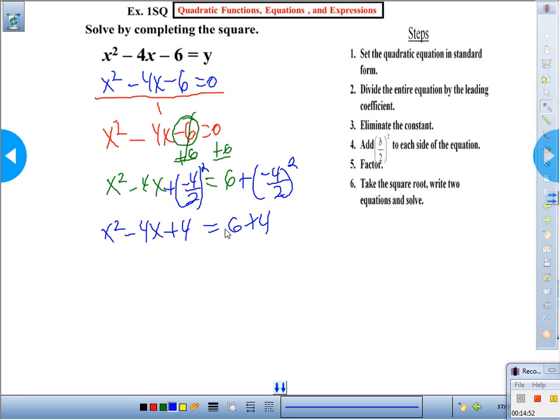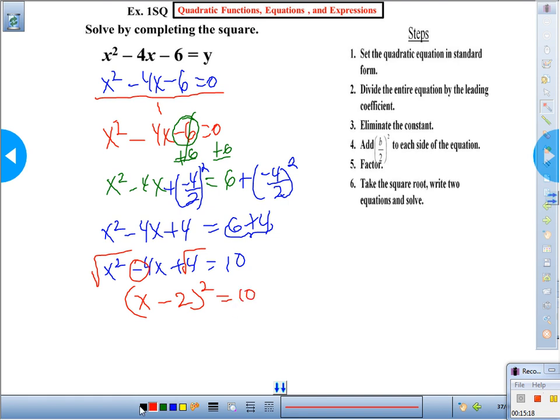Can I simplify this side a little bit more? Yes. That leaves us with x squared minus 4x plus 4 equals 10. Factor. Square root of the first, x, square root of the last, 2, sign of the middle, minus: (x minus 2) squared equals 10. How do we get rid of this squared? Square root both sides. We're left with x minus 2 equals plus or minus the square root of 10.